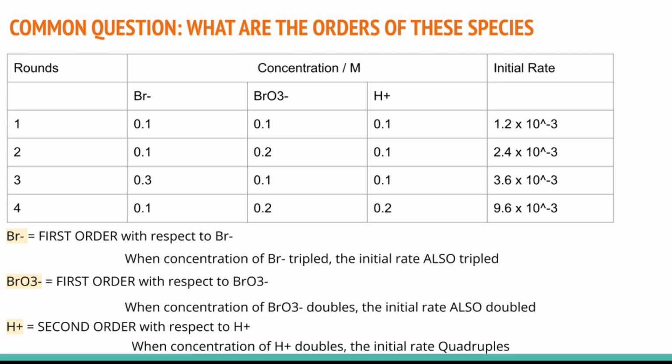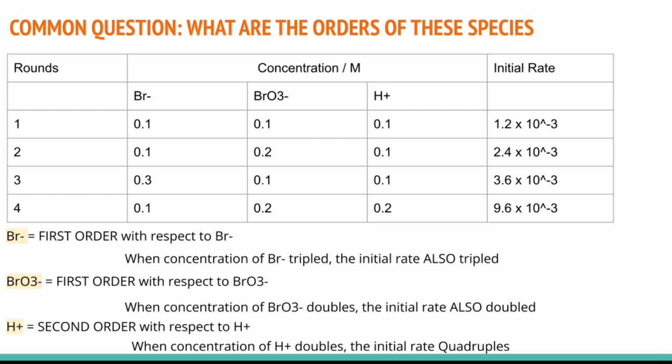This means that we can divide 9.6 times 10 to the minus 3 by 2.4 times 10 to the minus 3, and we will get 4. This means that when hydrogen ion doubles in concentration, the effect it has on the rate is times 4. This means that when the concentration of hydrogen ion doubles, the initial rate would then quadruple, resulting in the hydrogen ion having a second order.